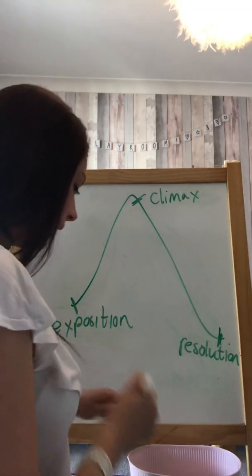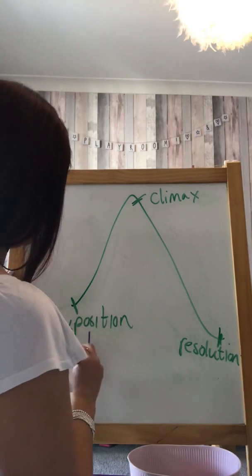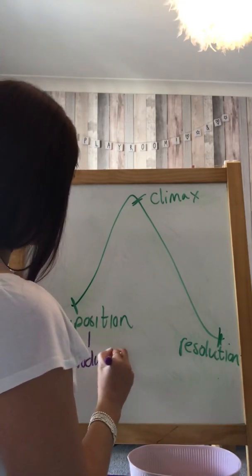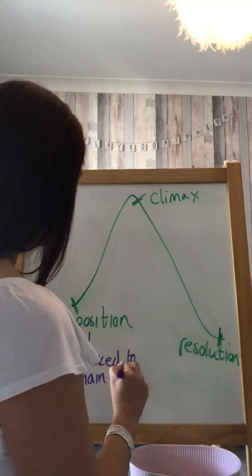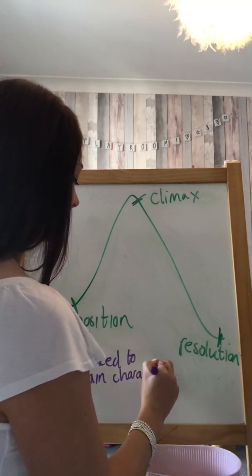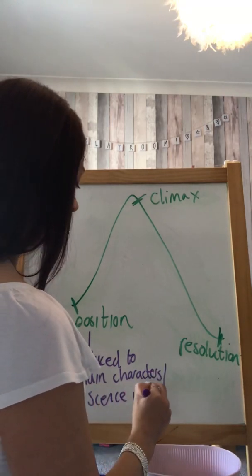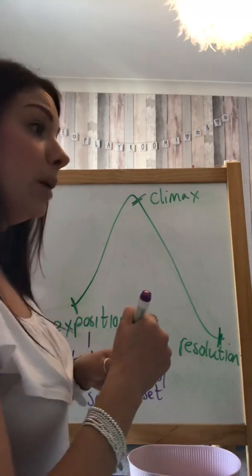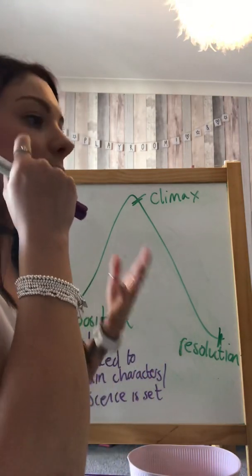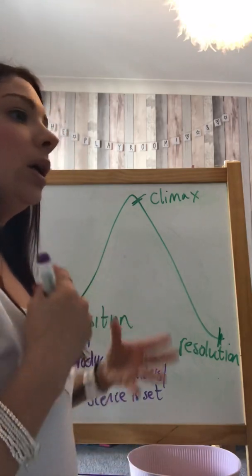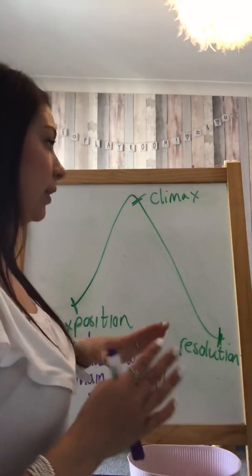So in our exposition, we know we are usually introduced to the main characters, and also usually the scene is set. So the scene will refer to a particular place, maybe a particular season, a particular time of the year, a month, a day, anything like that.